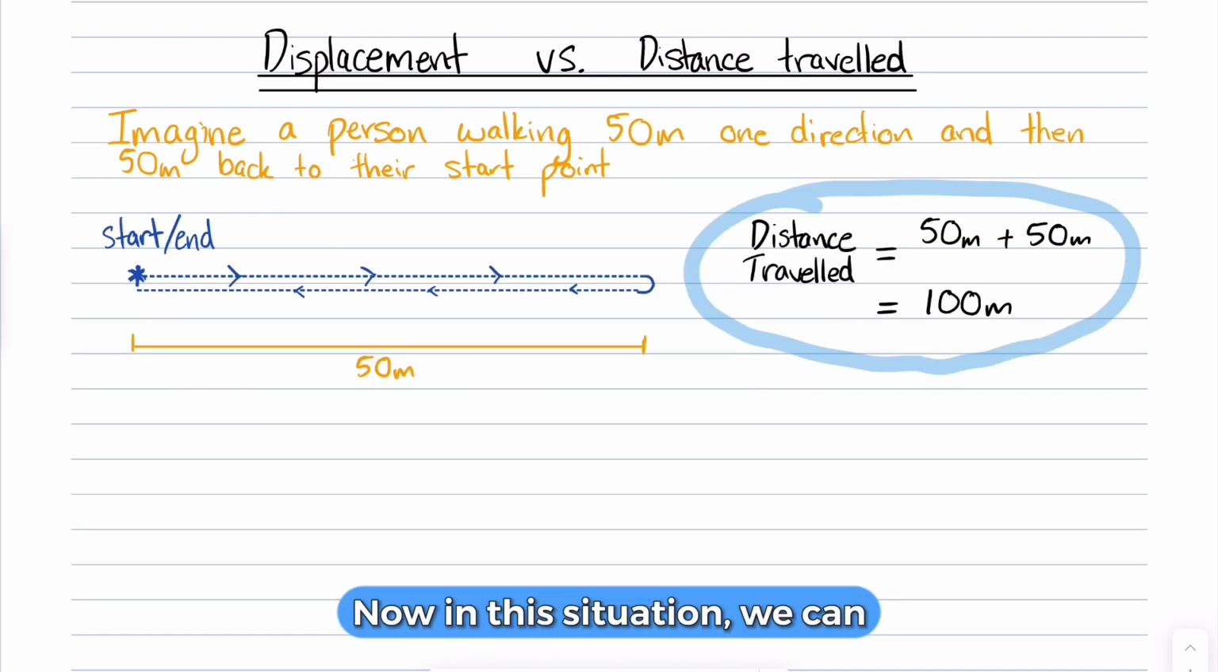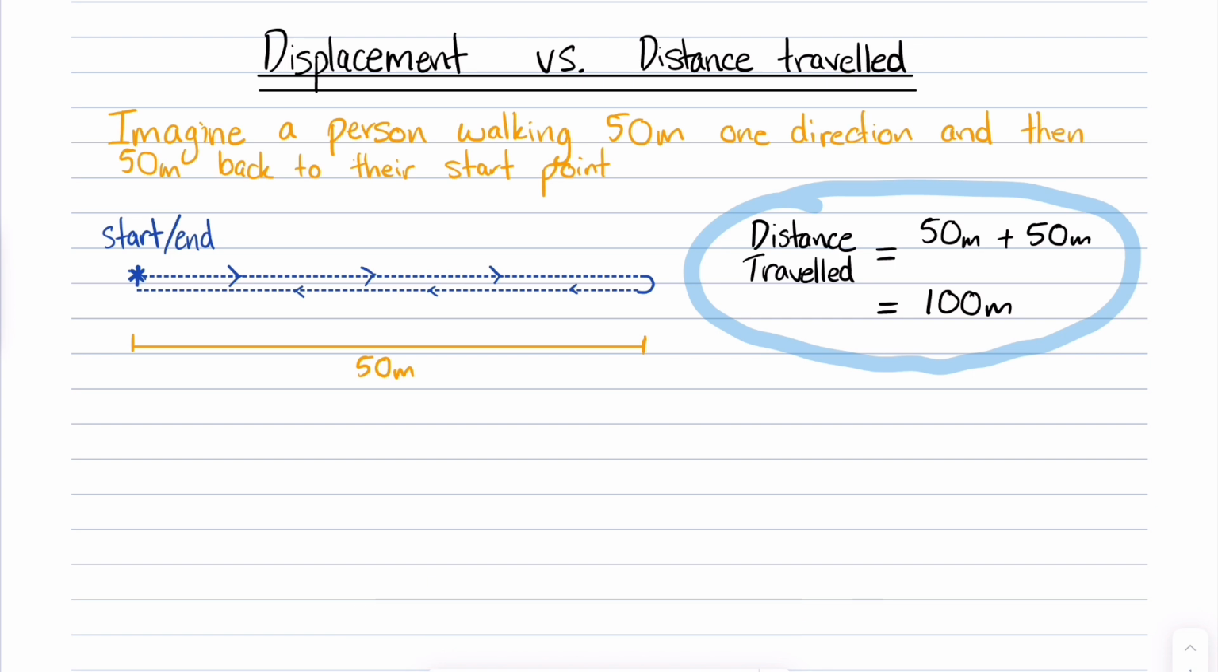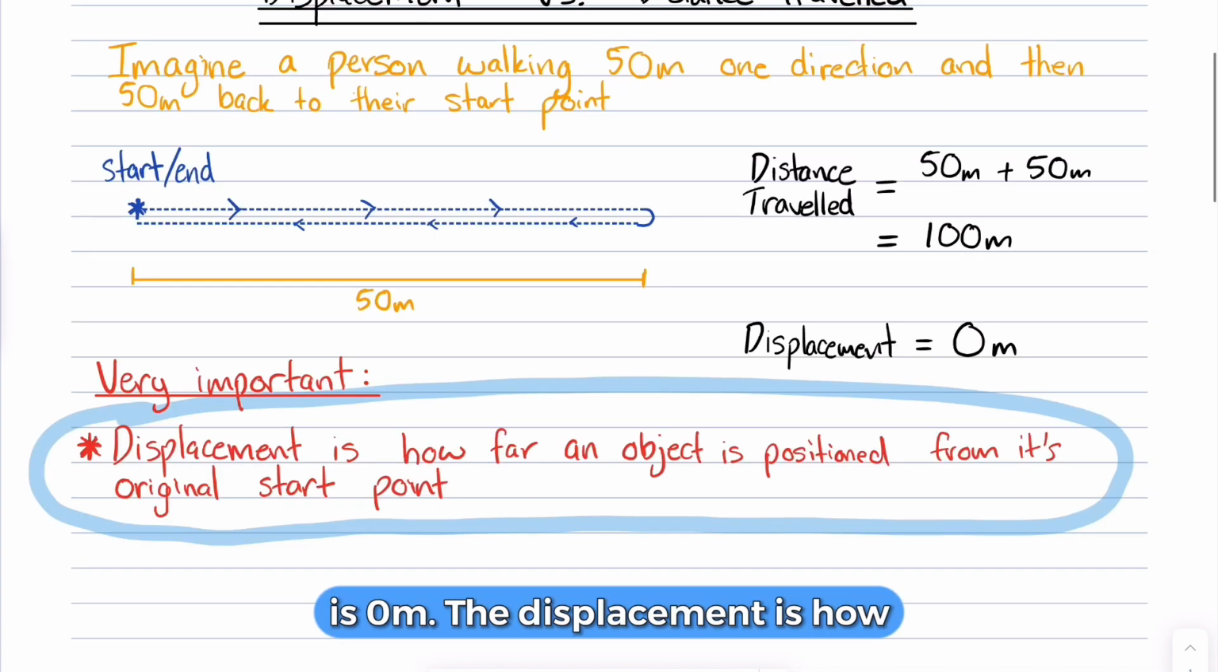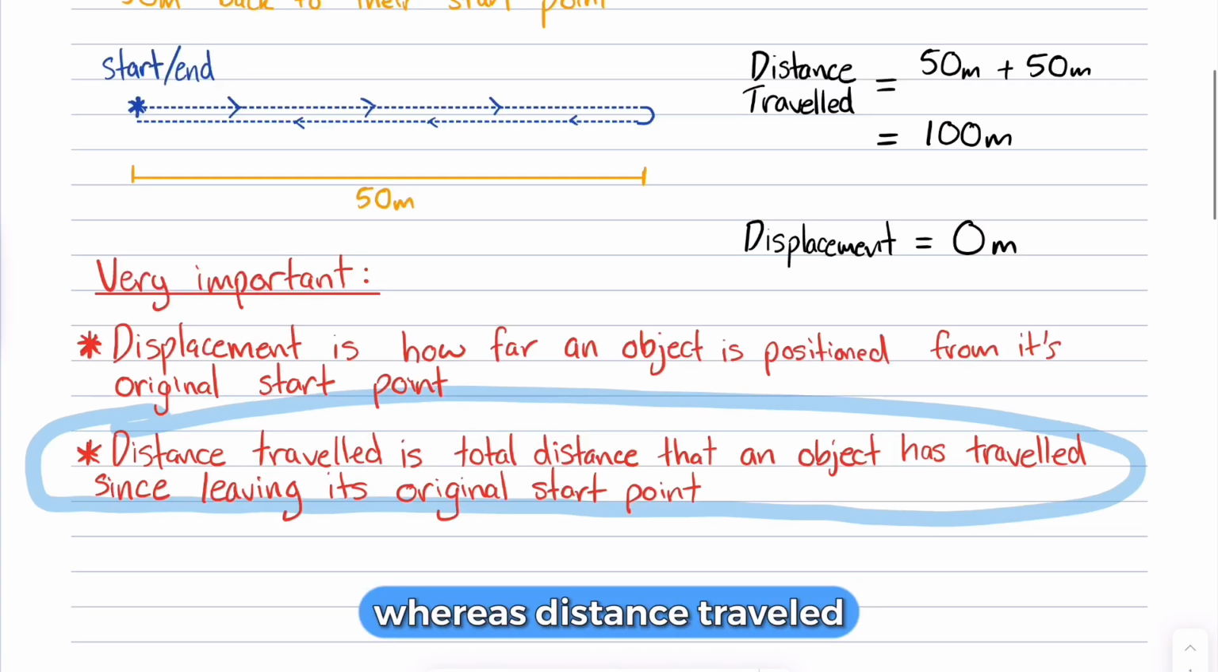Now in this situation we can all agree that the distance traveled is just going to be 100 meters, so 50 plus 50. However, the displacement is 0 meters. The displacement is how far an object is positioned from its original start point, whereas distance traveled is the total distance that an object has actually moved since leaving its original start position.